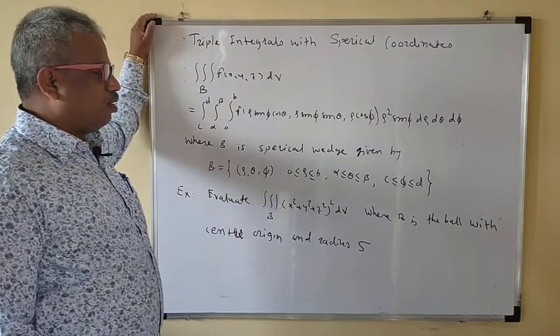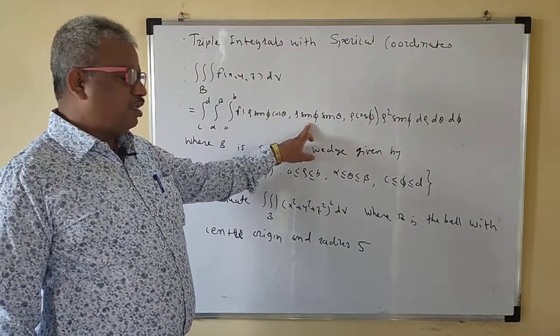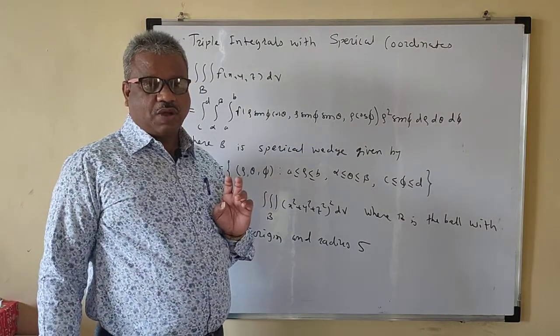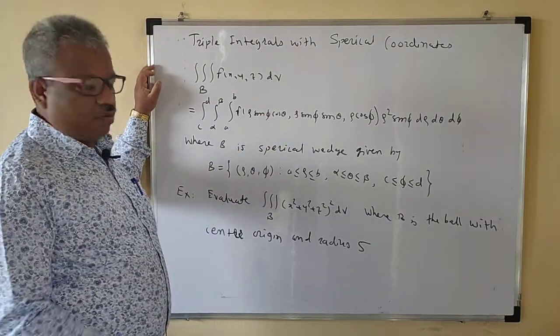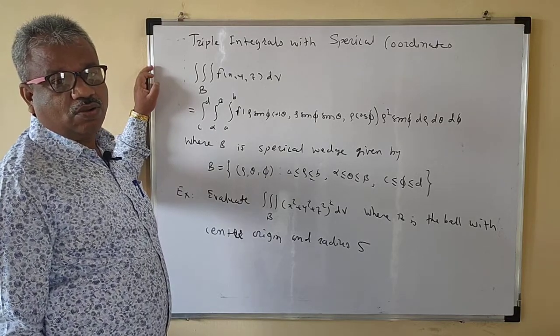So you know that the spherical coordinates are what? x is equal to rho sin phi cos theta, y is equal to rho sin phi sin theta, and z is equal to rho cos phi. Right? We are familiar with the spherical coordinates. So today we will see how to evaluate the triple integral with the help of the spherical coordinates.